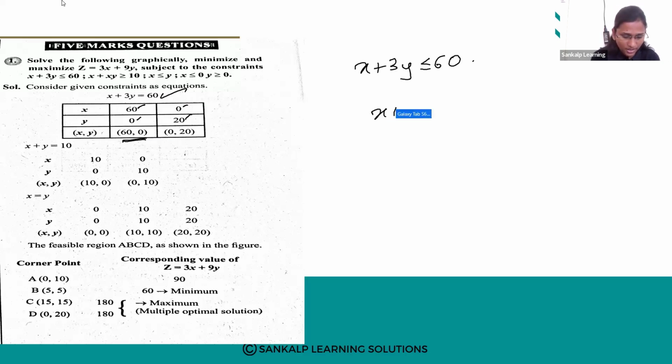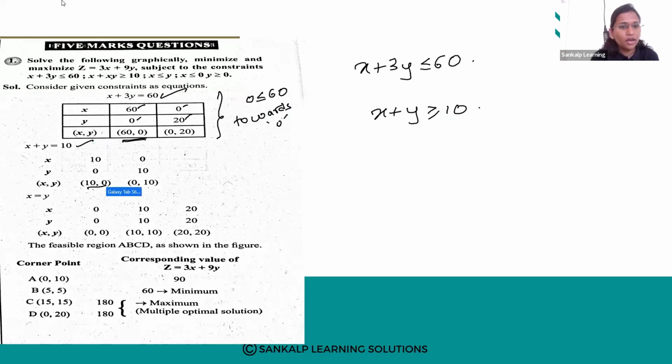Next, let us solve. Please make a correction. It is x plus y. Okay, so it is x plus y greater than or equal to 10. For the first constraint, if you put x and y both 0, you'll get 0 less than or equal to 60. So this solution will be towards the origin. Similarly for the second, x is 10 and y is 10. So the points are 10, 0 and 0, 10. Now if you put x and y both 0 here, you get 0 greater than or equal to 10. So for this constraint, the solution is away from the origin.